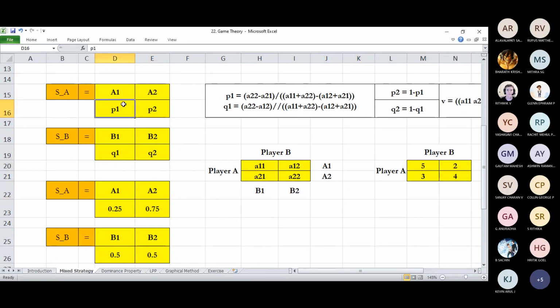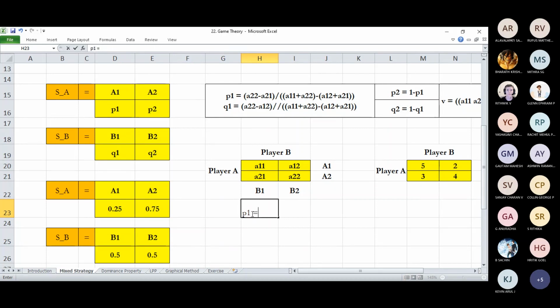So the formula for P1 is A22 minus A21, which means 4 minus 3, the whole divided by A11, which is 5, plus A22, which is 4, minus A12, which is nothing but 2, plus A21, which is 3. So that will give the value of P1. Then 1 minus that particular value is P2, which is 0.75 here, right? So the P1 value is 0.25. We can take a look at that and even write it down.